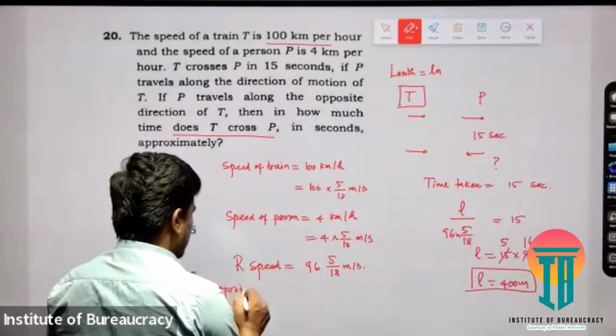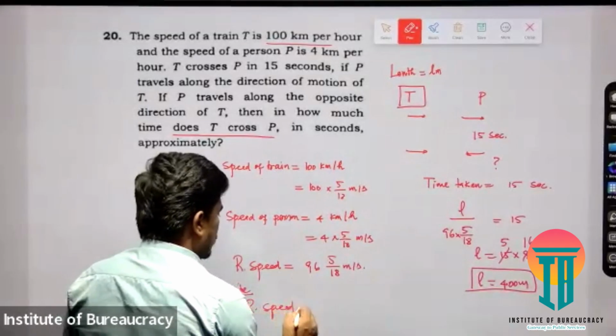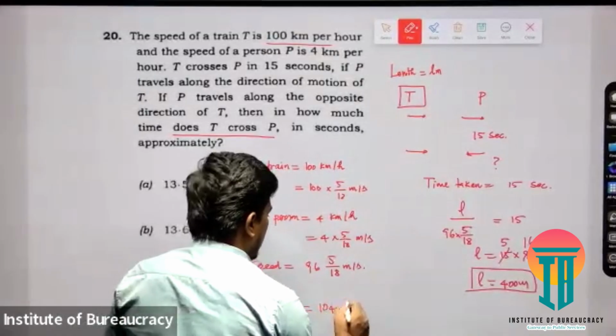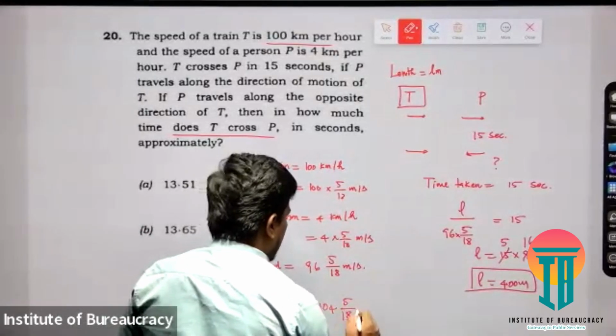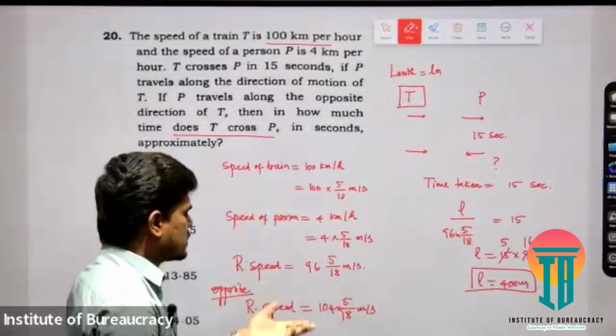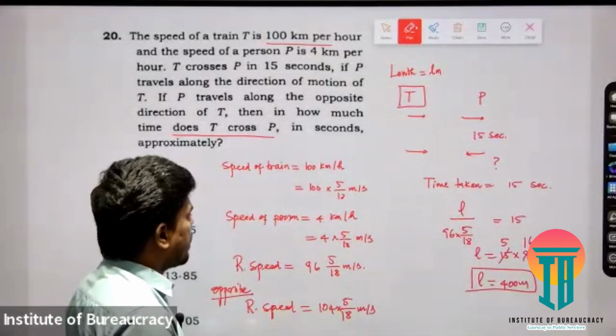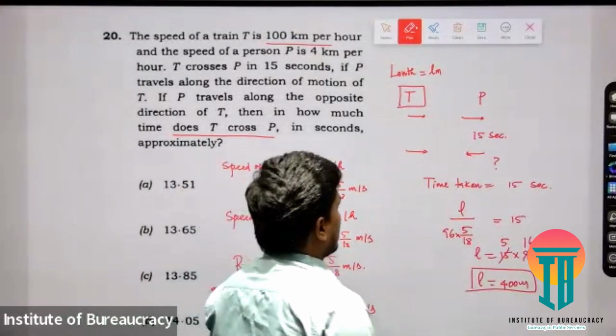when they go in the opposite direction, what is going to be the relative speed? It is going to be the addition: 104 into 5 by 18 meters per second. This is what when they go in the opposite direction. This is the speed. Now, what is the time taken here?